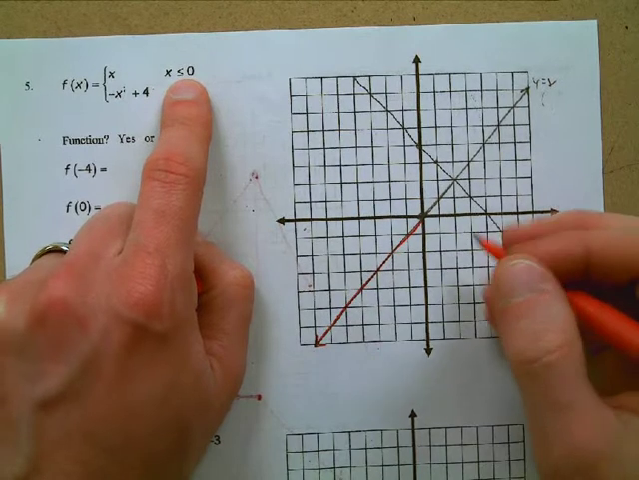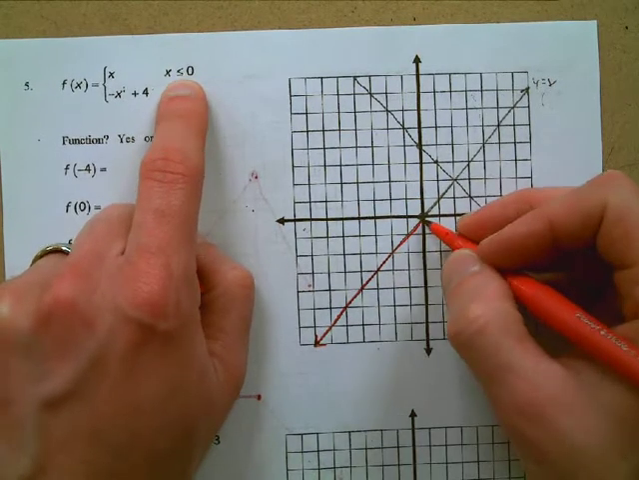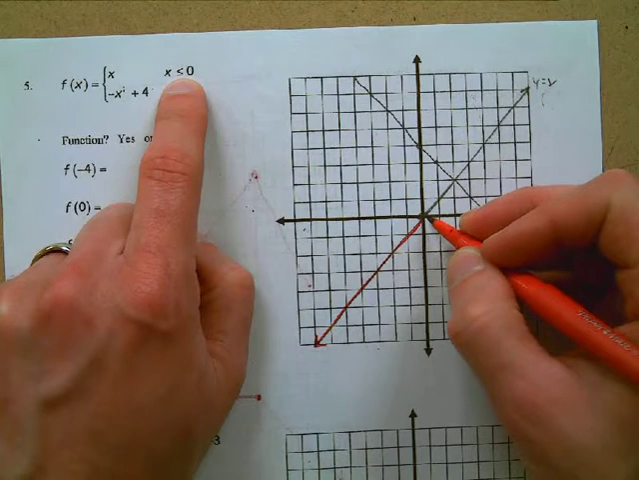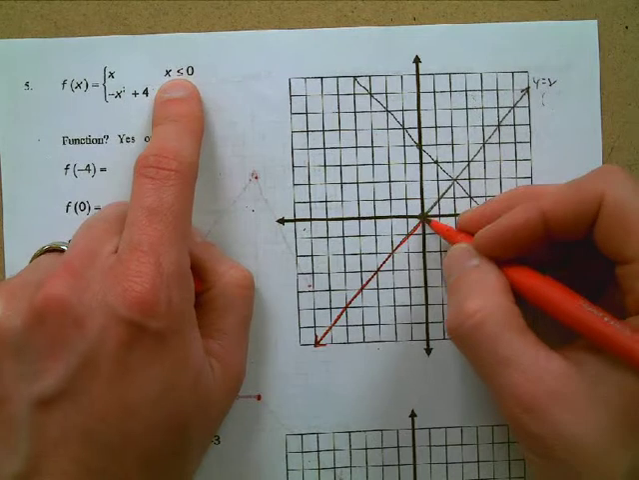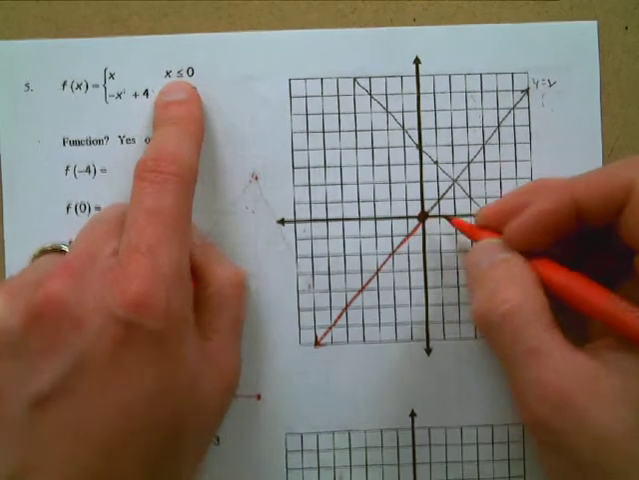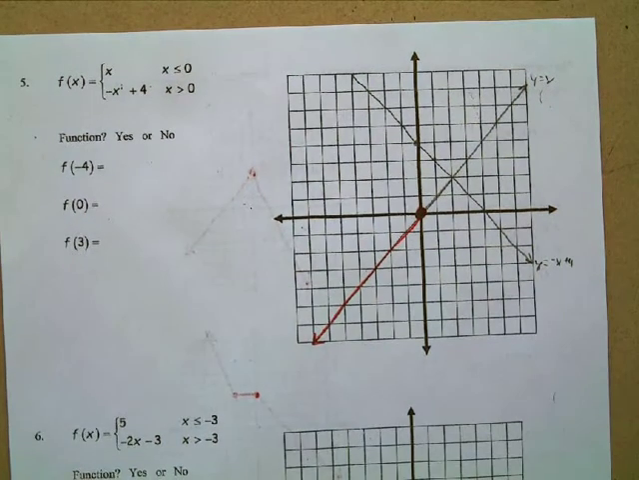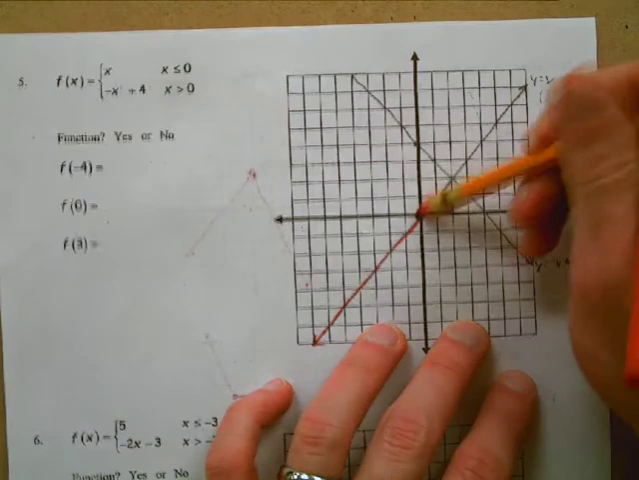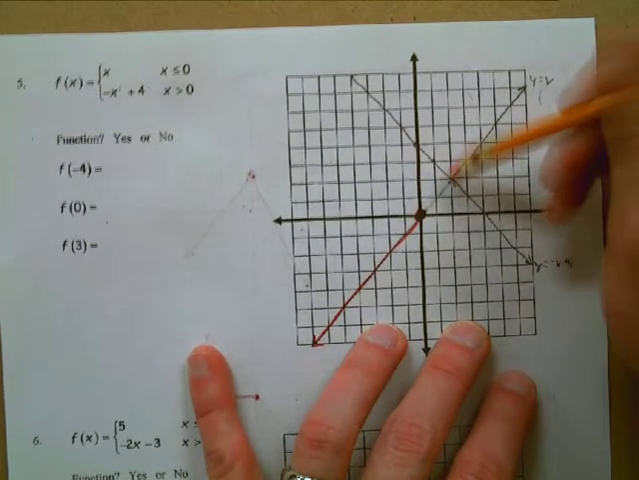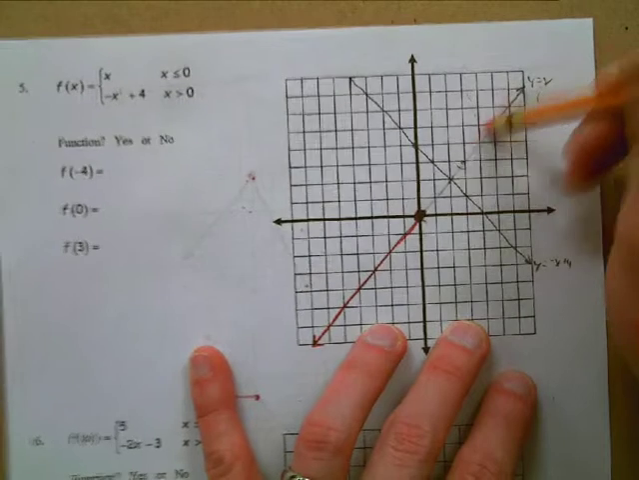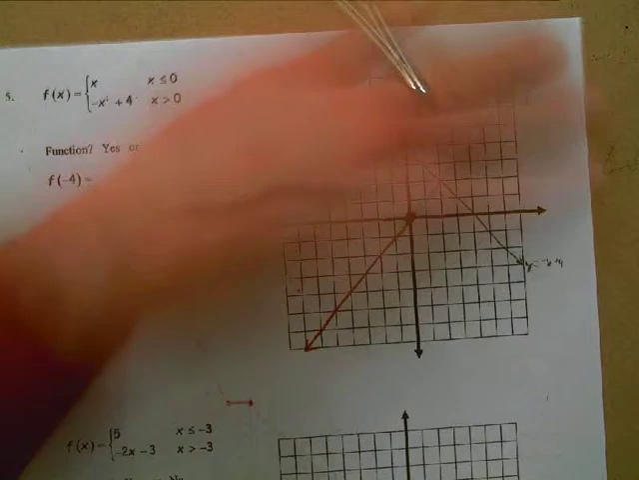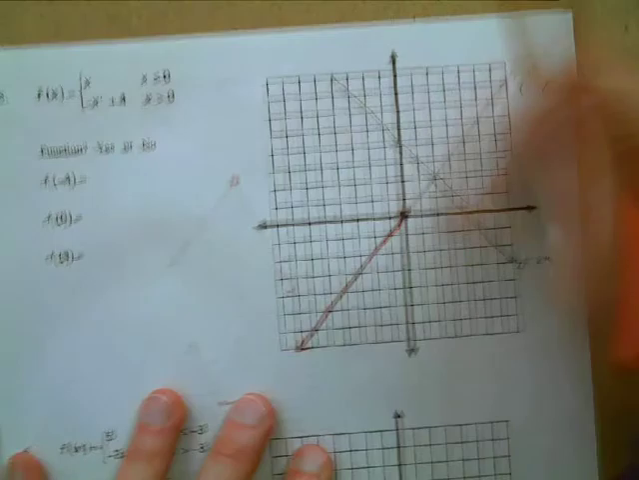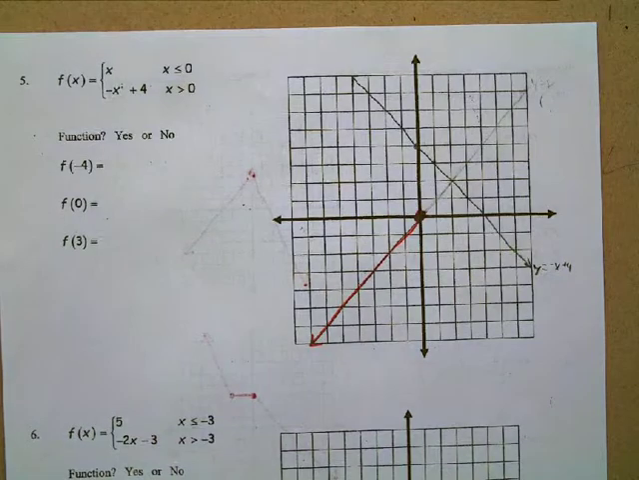Okay. What kind of dot should I have at 0? Should it be filled in or open? What does this tell me to do? Go ahead, Jackson. Just filled in. Yeah, very good. So solid dot right there. And so I will erase the rest of that line. There's the red piece. All right, cool.